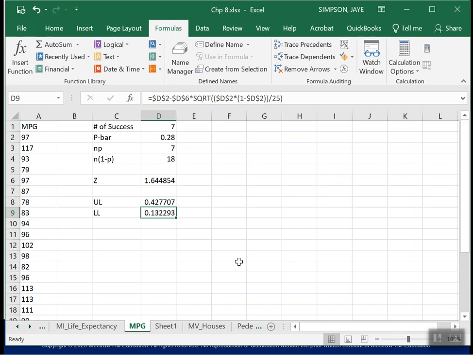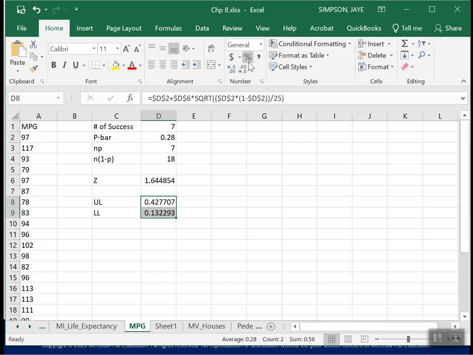Now again, we can change these to percents if we want to make it a little easier to discuss. So I'm going to highlight those. I'm going to hit the percent sign here under the home, and let's add a couple of decimals. So we can say that with 90% confidence, the proportion of the percentage of cars that will get over 100 miles per gallon is 42%, falls between 13.2 and 42.8%. Okay. So that's with 90% confidence.